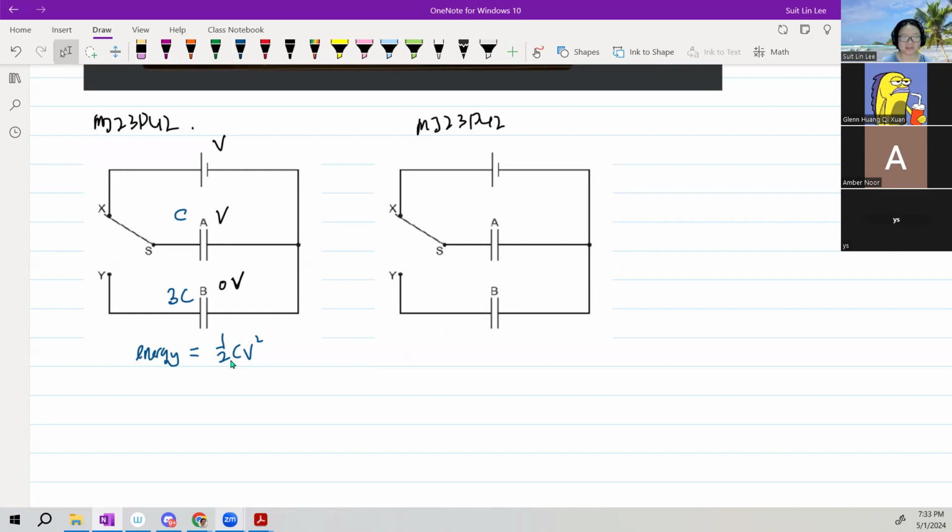There will be no total capacitance because B is not connected to the power supply. Is that okay? For this one? No CT. B is not connected to the power supply. Okay or not? The first one.